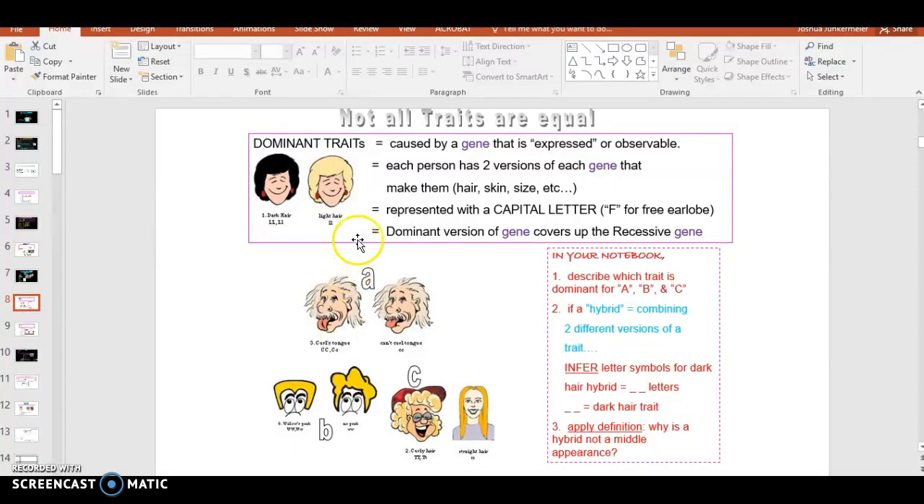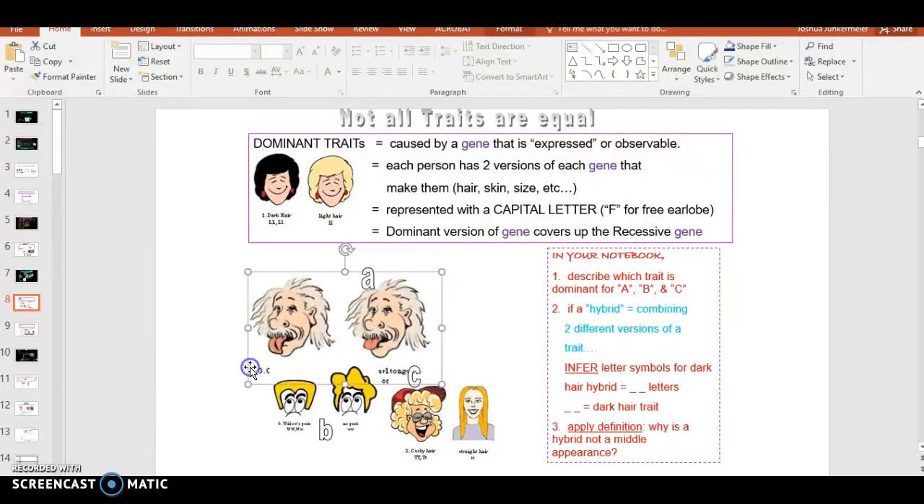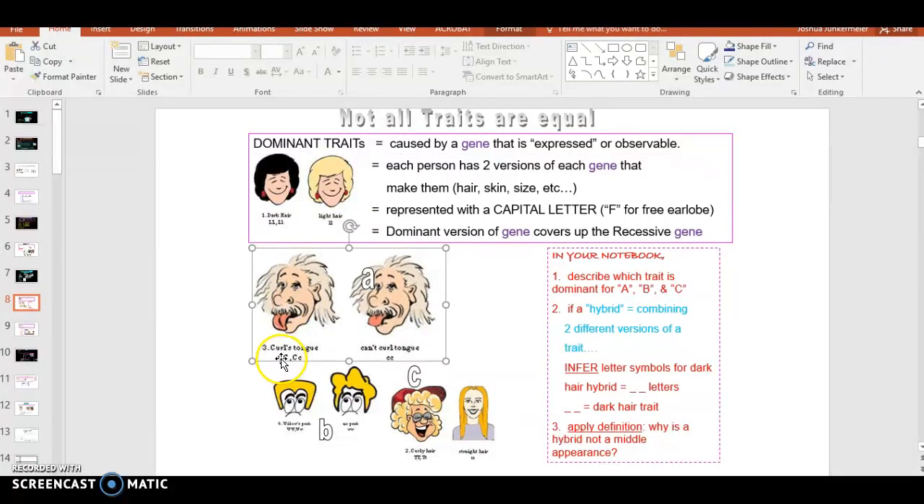Slide 8 is learning about dominant traits. A dominant trait is caused by a gene that is expressed or observable. Each person has 2 versions of a gene, and they might be dominant or not. Anytime a scientist or us students are learning about a gene that's inherited, we have to give it a letter to represent that gene. With dominant genes, we use a capital letter. So anytime you see a capital letter, for example, you can see right here for Curl's tongue, there's 2 capital C's here to represent that it is a dominant trait.